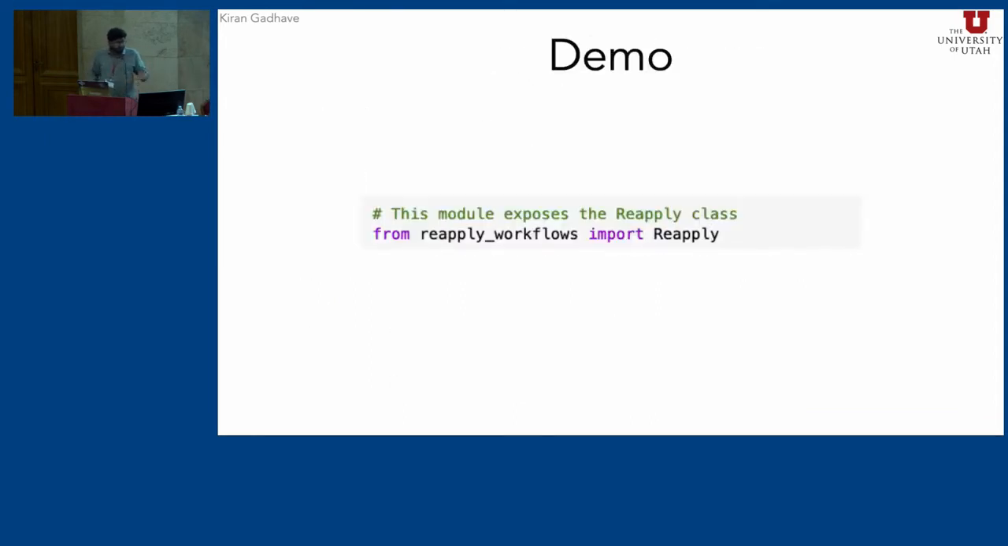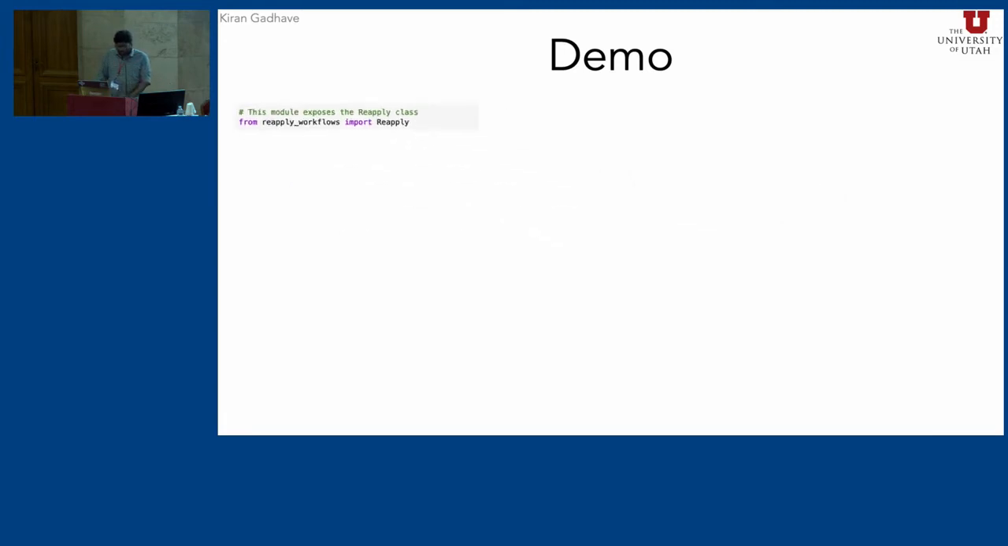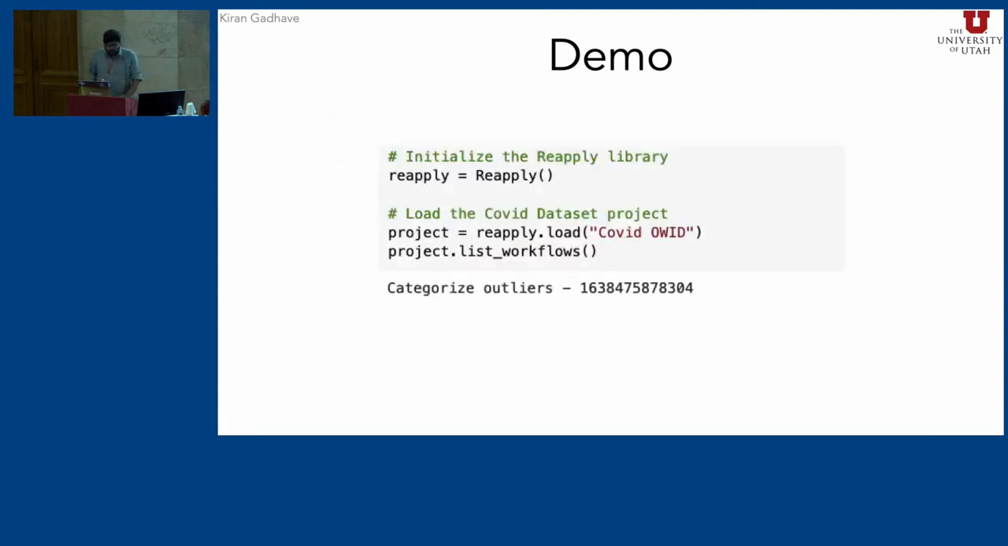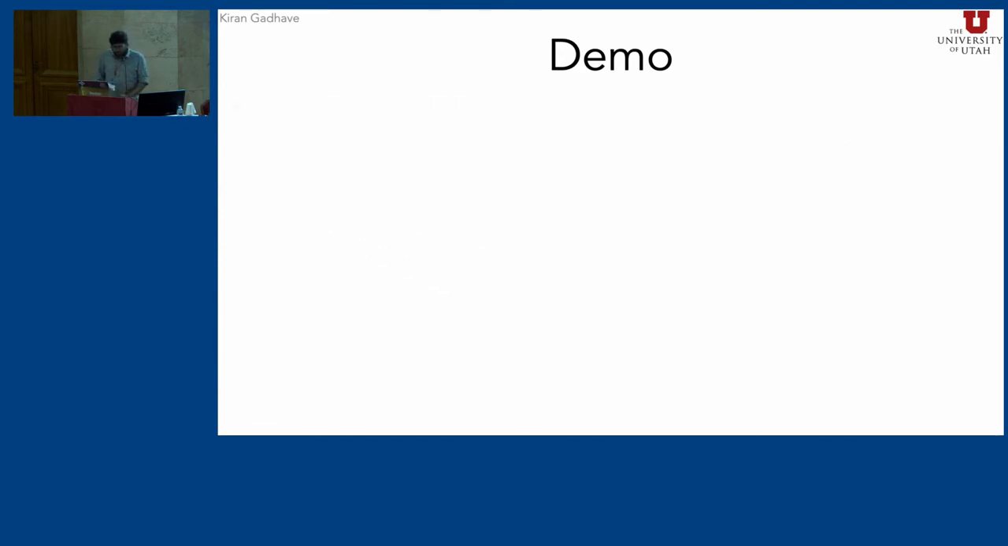So here we'll just walk through a visual demo of how using a workflow in the Jupyter notebook would look like. So we start by importing the library. With the library we can load a particular project. So here we have loaded the COVID dataset, which is available in the live version of the tool. The dataset has been taken from the COVID Our World in Data project. We can list all the workflows for this particular project that are saved to a workflow database.